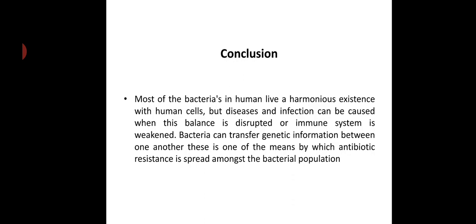So therefore, bacteria in human life have a harmonious existence with human cells. But diseases and infections can be caused when this balance is disrupted or the immune system is weakened. The bacteria can transfer genetic information between one another, and this is one of the means by which antibiotic resistance is spread amongst the bacterial population.